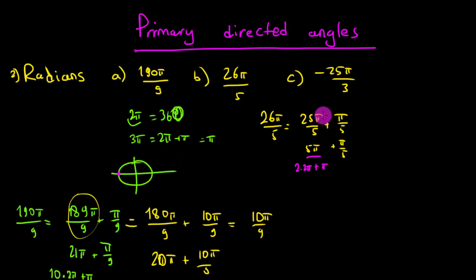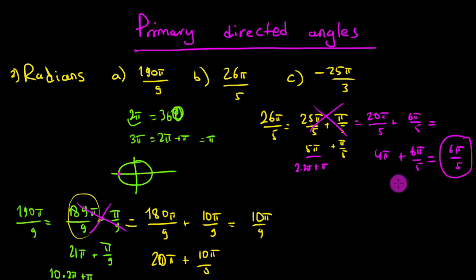But you need an even coefficient so that you can cancel it. So that's why we will split it as 20 pi over 5 plus 6 pi over 5. Here you get 4 pi, then 6 pi over 5. So this is 2 revolutions, which is like 0, so this one will be equal to 6 pi over 5.